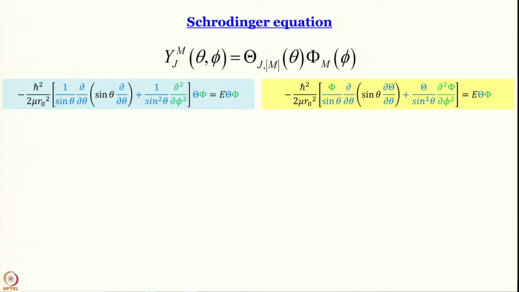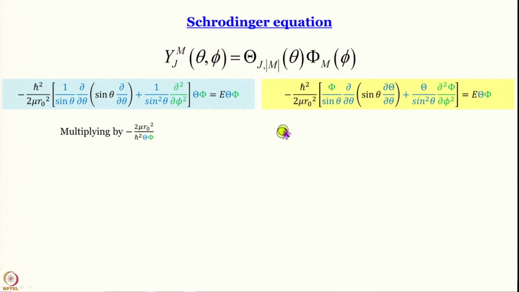What are we trying to do? We are trying to separate the equation. So, first of all, let us multiply by 2 mu r 0 square divided by h cross square, that is very simply to get rid of the coefficient here, and we will also multiply it by 1 by capital theta capital phi. Why? Because once we do that, here we have capital phi in the numerator. If you multiply it by 1 by capital phi capital theta, then phi and phi cancel, you are left with capital theta.